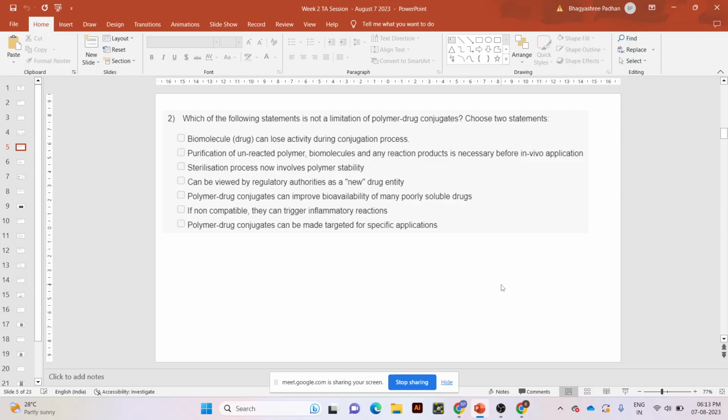Which of the following is not a limitation of polymer drug conjugates? The last option. Last option, and polymer drug conjugate can improve bioavailability of many poorly soluble drugs. Okay. And the last option you said, right? Yes, ma'am. Okay, good. Anyone else?